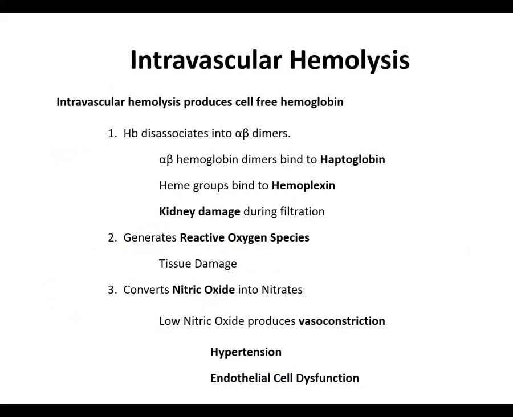Intravascular hemolysis is characterized by jaundice, hypertension, and tissue damage. The jaundice is caused by an increase in heme breakdown as a result of increased red blood cell turnover. The hypertension is caused by an increase in vasoconstriction, which is in turn caused by a decrease in the concentration of the secondary messenger nitric oxide, a small molecule that is converted to nitrates by cell-free hemoglobin. Tissue damage is caused by reactive oxygen species such as superoxide, which is generated by cell-free hemoglobin.